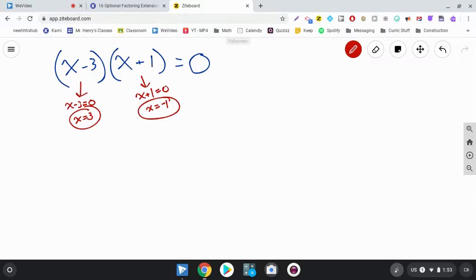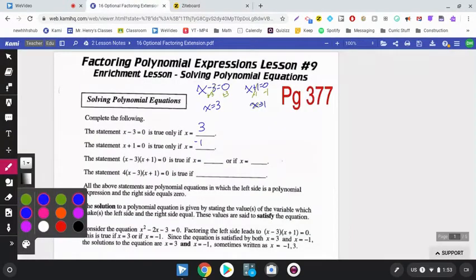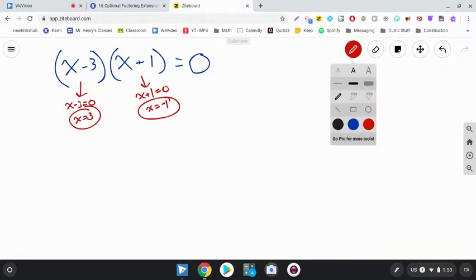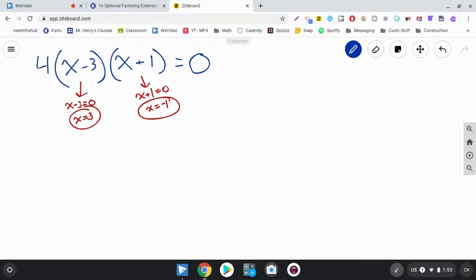Okay, let's jump back to the other one. Okay, so I have the answers. It was x is equal to 3 and x is equal to negative 1. Okay, well, the one below, 4 times x minus 3 times x plus 1, I'll quickly add that 4 over here. So really all you're saying is multiply by 4. Well, that actually doesn't change anything, because in the first example, if this is 0, 4 times 0 is still 0, times whatever, still 0.